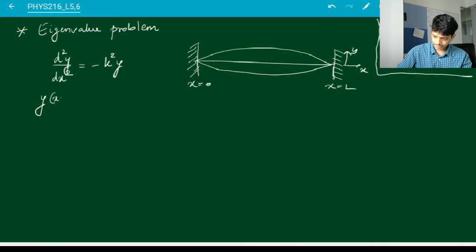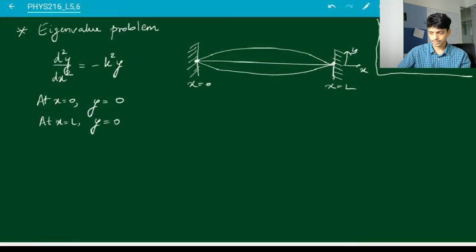y, at x equal to 0, y is 0, because over here there is no oscillation. And similarly at x equal to L also, y is equal to 0. So at the two endpoints, there is no oscillation because it's stuck to a rigid wall. And in between everywhere, you can have some amount of wave motion.